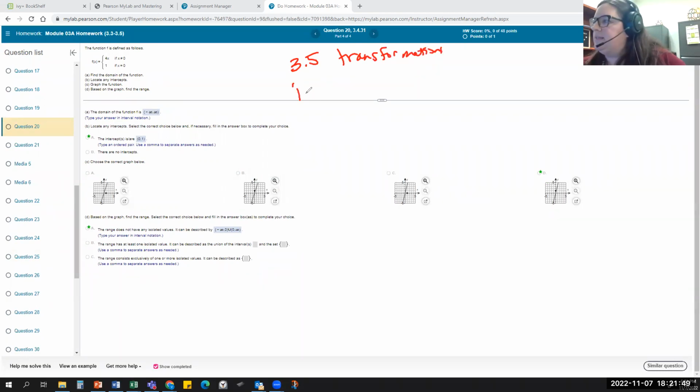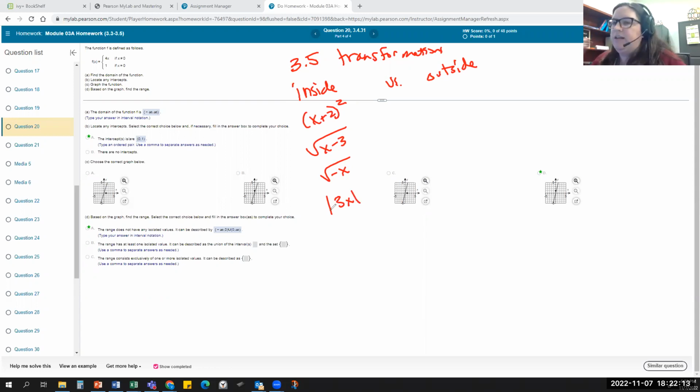You want to pay attention to whether something is inside versus outside. So inside would be something like if I have x plus 2 squared or square root of x minus 3 or square root of negative x or absolute value of 3x, whatever. So something instead of just having an x squared or square root of x or absolute value of x, we have something else done to the x inside. Versus outside would be like a 3x squared or a negative absolute value of x or negative square root of x, absolute value of x plus 2, anything that's happening outside of the action. So the square root, the absolute value, those are the actions that determine the shape of the graph.